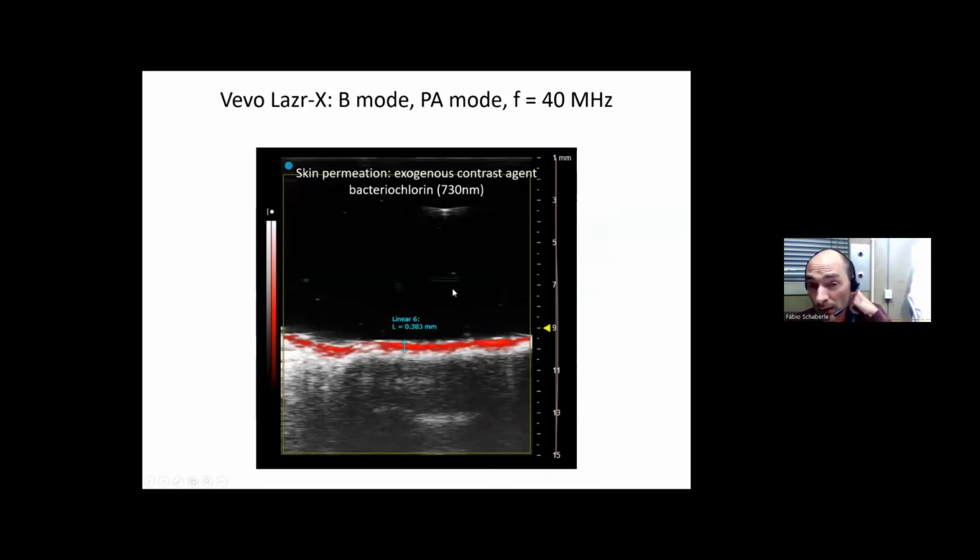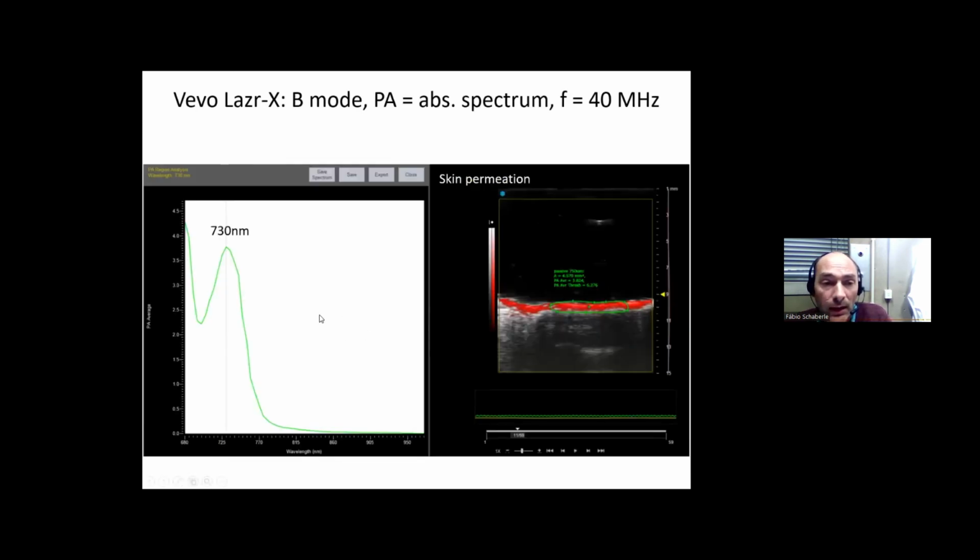Here is another example. We are studying the permeation of some compound. It's a bacteriochlorin that absorbs at 730. This compound is used for topical applications. So we are seeing this in the mouse skin. We measure this as 300 microns, or 0.38 millimeters. And you can again make the spectrum to be sure that we are seeing this compound and not the blood or other compounds.